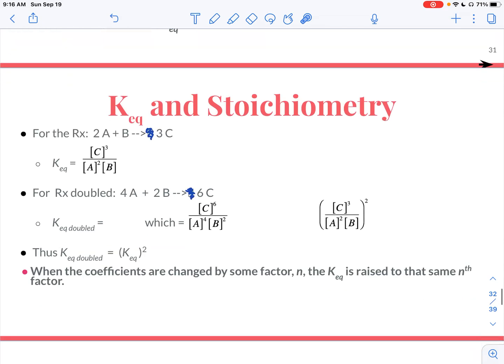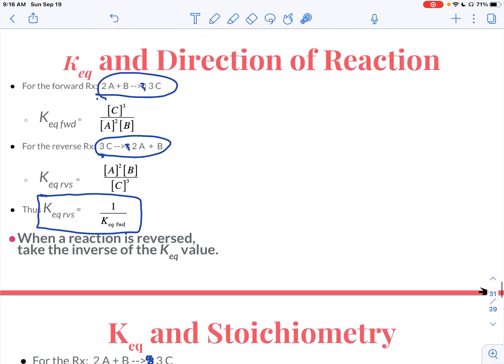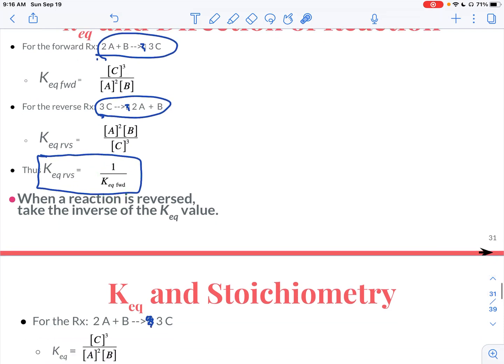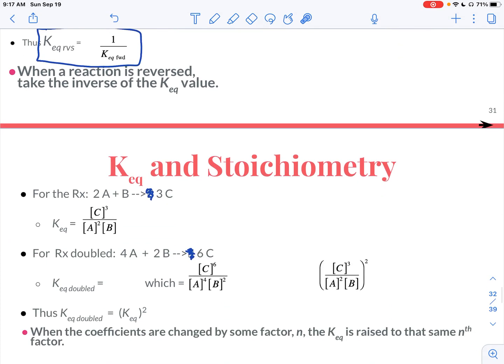So those are both some useful things that we can use. Okay, if we flip a reaction, we're taking the reverse reaction. We take the inverse of k. If we multiply the reaction by a number, we raise k to that power.